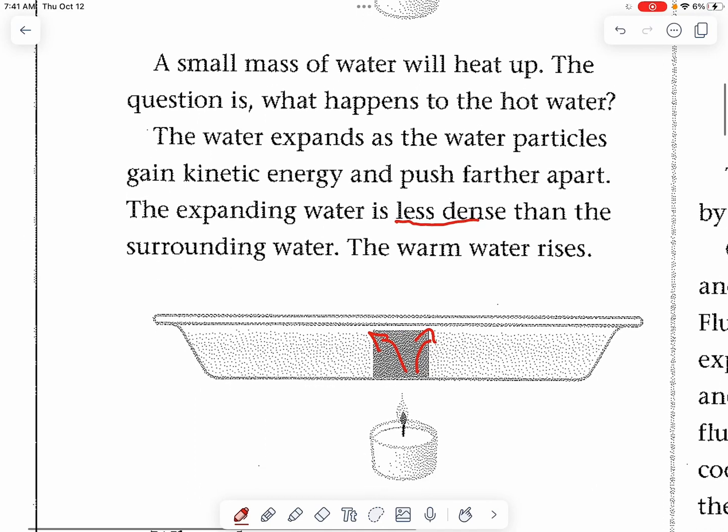And when those molecules are moving fast, they start bumping into each other. And when they bump into each other, they start to spread out more than they were spread out before. And when there's less matter in a volume, that means that matter is less dense. So now these water molecules are spread out from each other and they're less dense than the other water molecules. So the less dense water starts to rise because we know that things that are less dense like to float on top of things that are more dense.